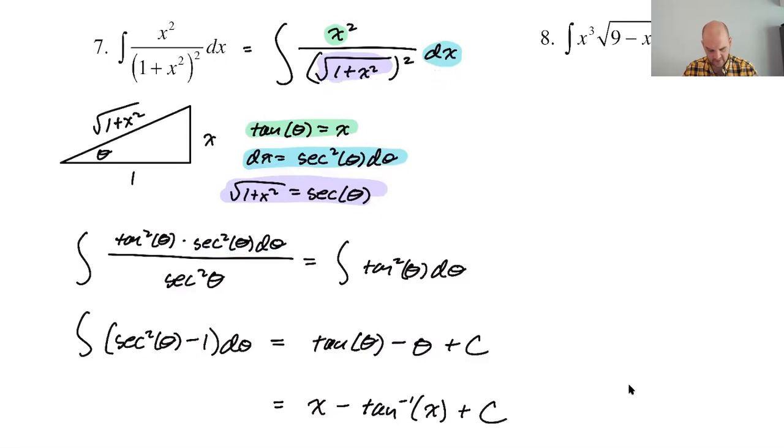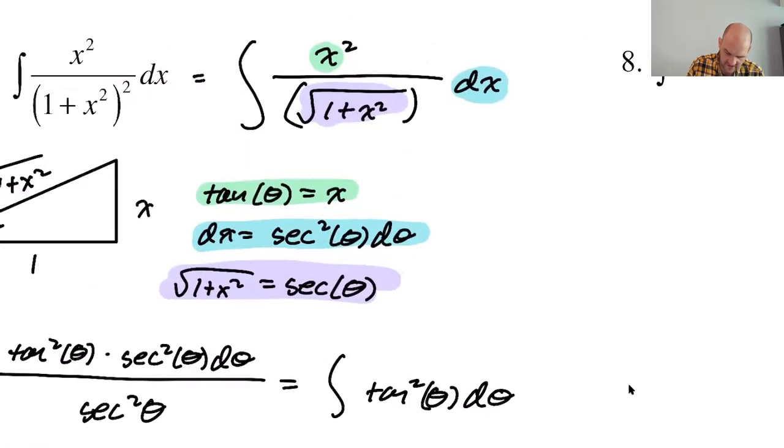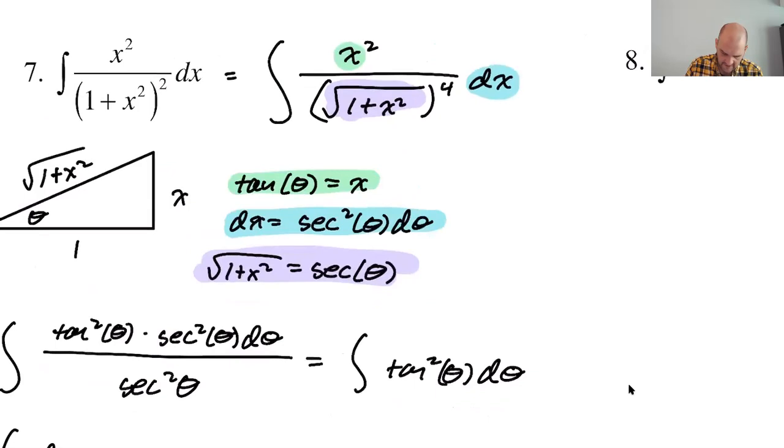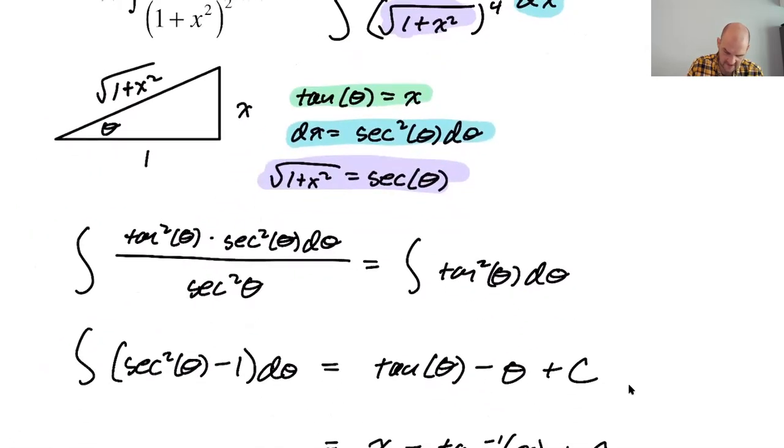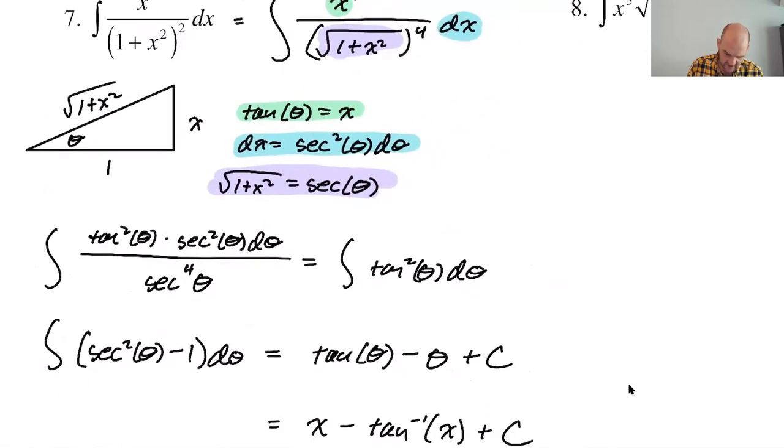Oh no, I found the problem. It should be to the fourth. So this should be to the fourth. So this is terrible. That should be to the fourth, which means the radical thing should be to the fourth, which means that I should have gotten tan squared over secant squared. Okay, how do I save that? This should have been tan squared over secant squared.